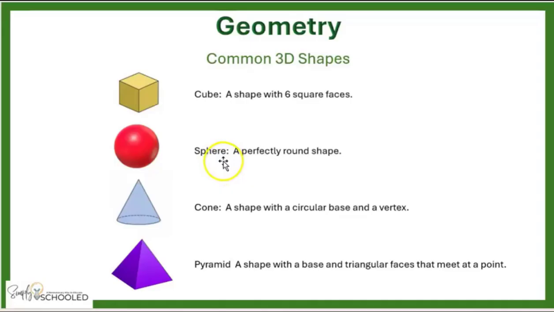A sphere is a perfectly round shape. This is like a ball. You've all played with a ball since you were very, very young, and that is called a sphere.